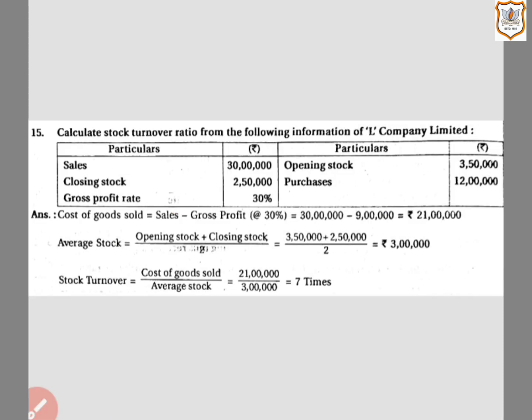So here we can say that stock turnover ratio measures how fast the stock is moving through the firm and generating sales. Higher the ratio, the more efficient management of inventories. So that's all for today.